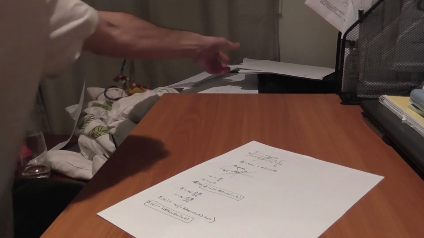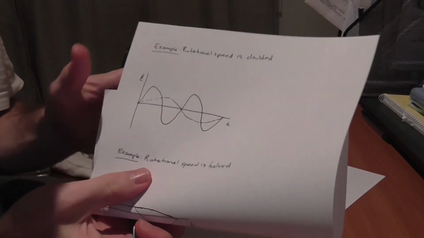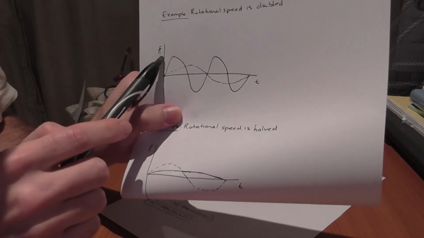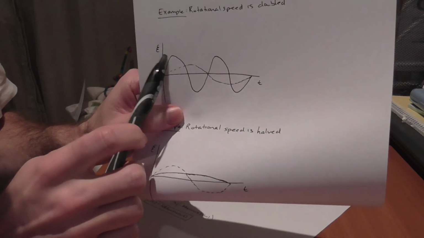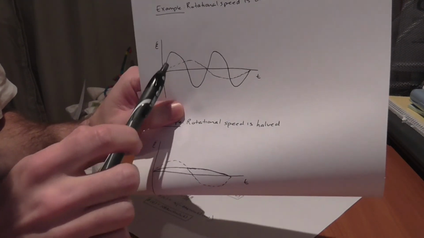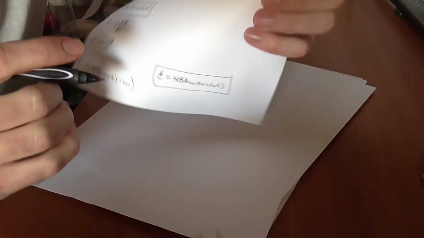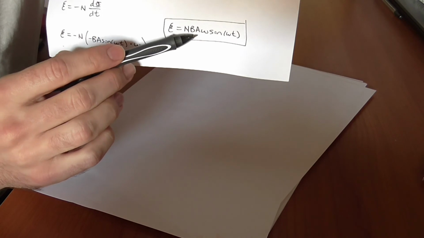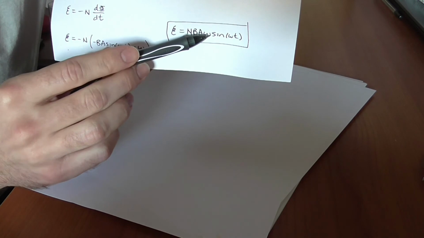So if I grab one of my EMF versus time graphs from before, you can actually see that if we look at either one of these ones, the amplitude of the EMF versus time graph is going to be given by NBA omega. So this up here will be given by NBA omega, and this would be given by negative NBA omega. And it also explains even further the effect of changing omega. Because I can see here that if I double omega, so I rotate it twice as fast, well, that's going to then double the amplitude of the function.